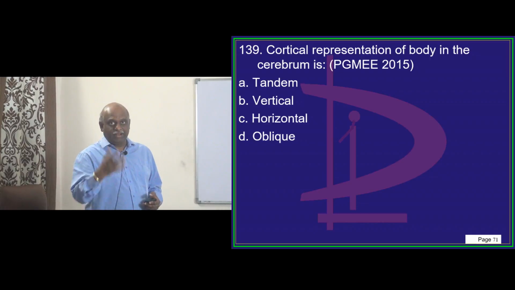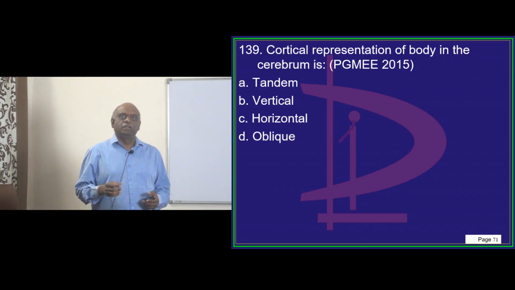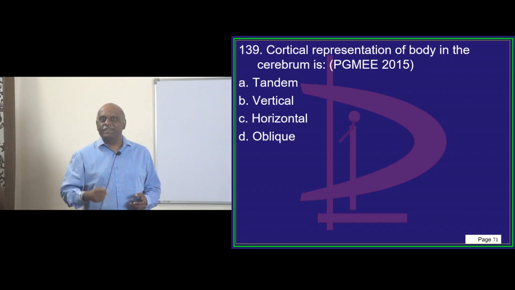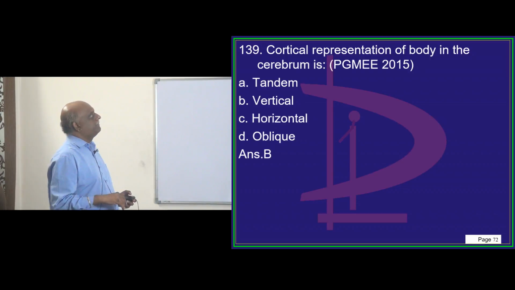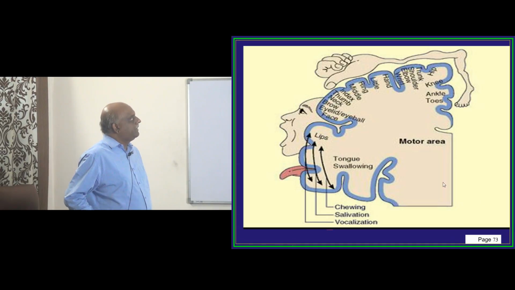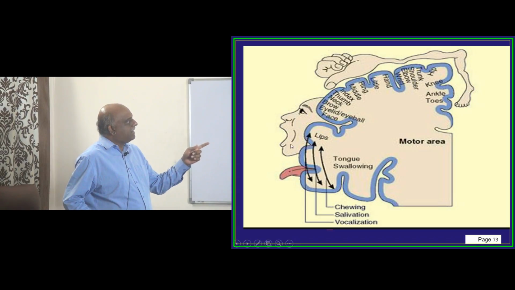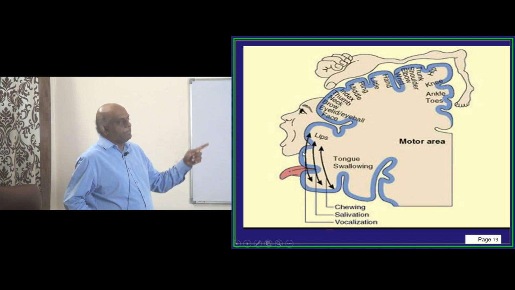Our cerebral cortex recognizes, a part of it recognizes, this is the finger area, this is the face area, this is the leg area, this is the hand area, arm area, etc. So how is it represented? It is represented vertically is what you need to remember. So this is how toes, ankles, knees, etc. Face has got a very big representation.